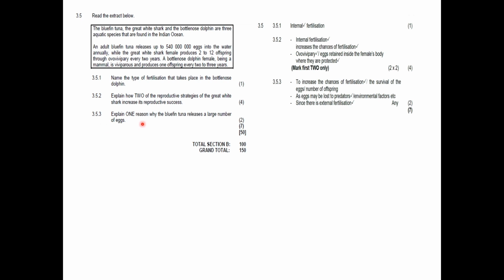3.5.3. Explain one reason why the bluefin tuna releases a large number of eggs. Large number of eggs, we know, increases the chances of fertilization, as the eggs could be lost to predators or destroyed by environmental factors because, of course, there is external fertilization.